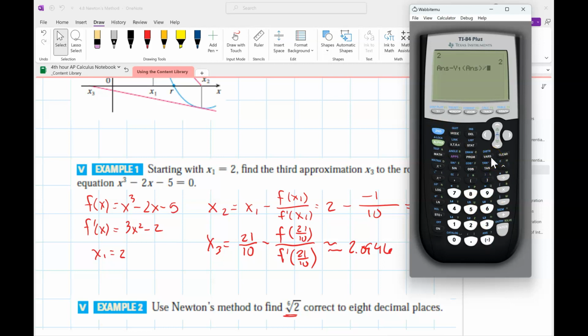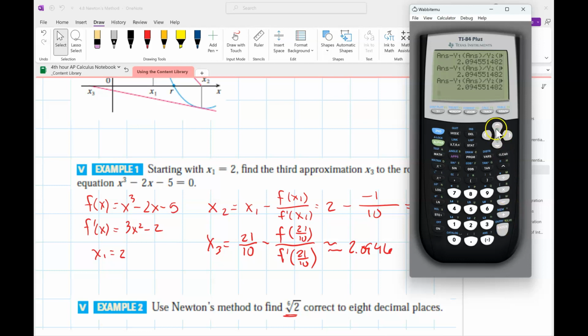and divided by the derivative, which I stored into y2. So I'll do vars, y vars, function y2 of ans, and then press enter. Then I'll press enter again. I can just keep pressing enter over and over, and it keeps taking my previous answer and plugging it into the formula I typed in. So it's just doing Newton's method.